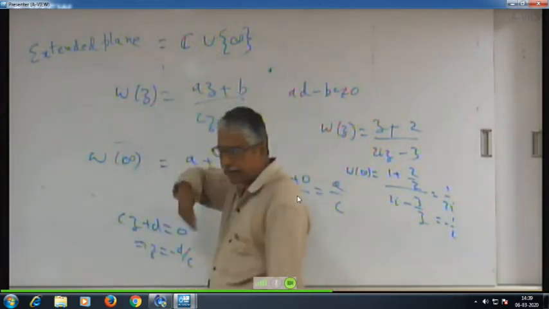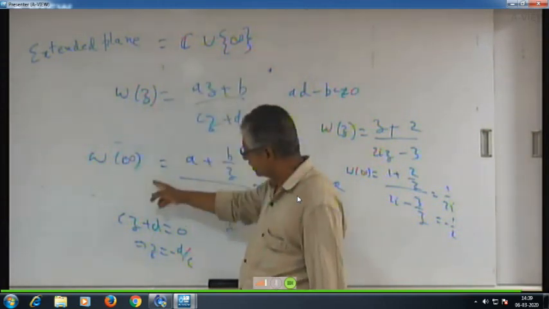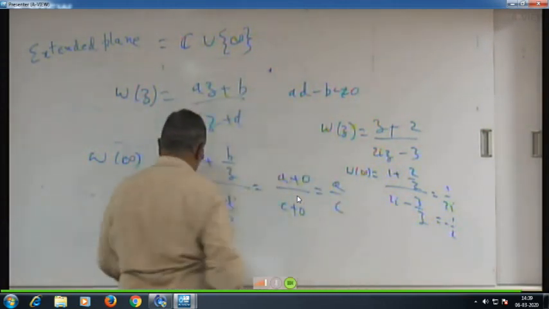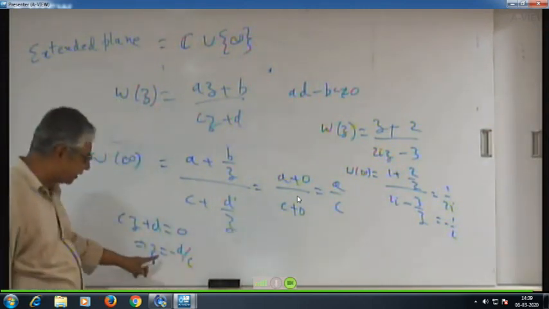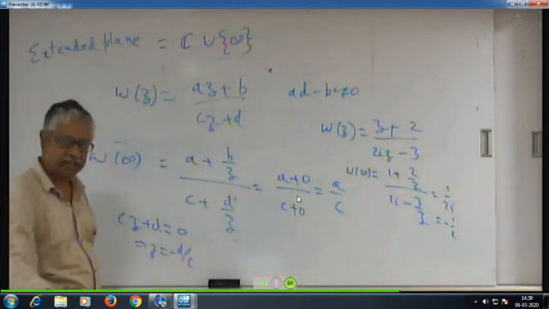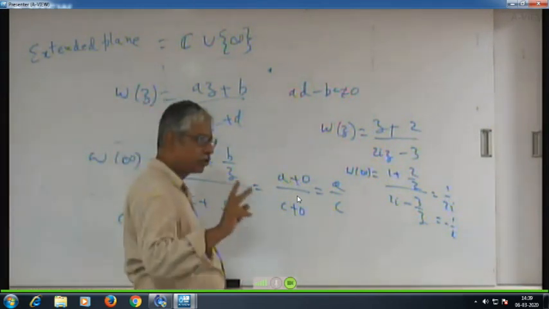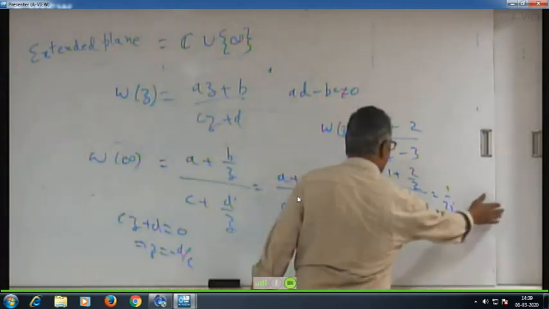So in all our discussion about bilinear transformation, we'll be using the extended plane under these conditions: infinity goes to a by c, and minus d by c goes to infinity. These are the two extra facts I need to remember, recall, and keep using. Okay.